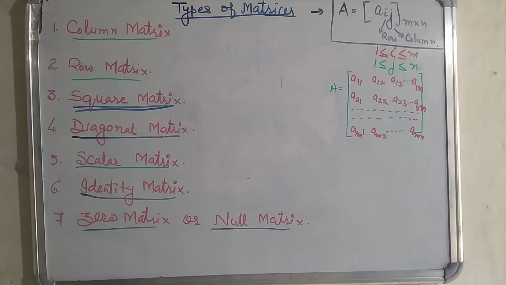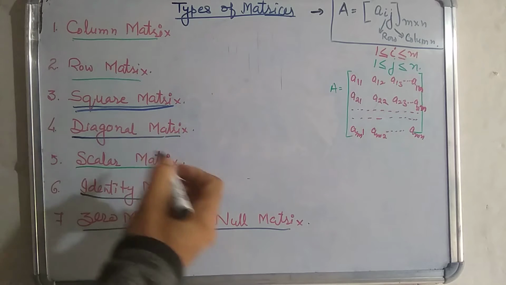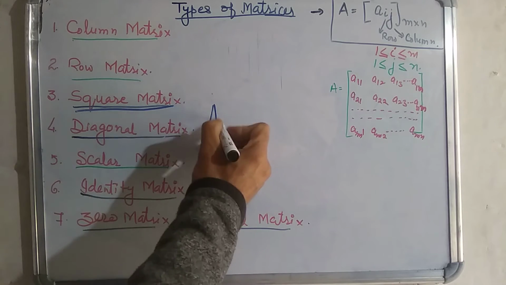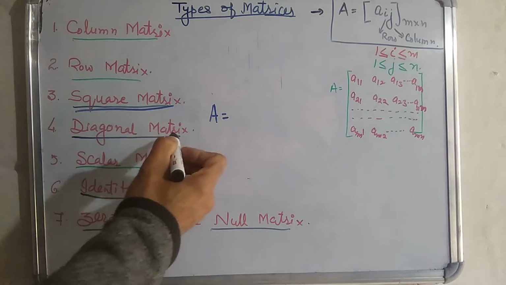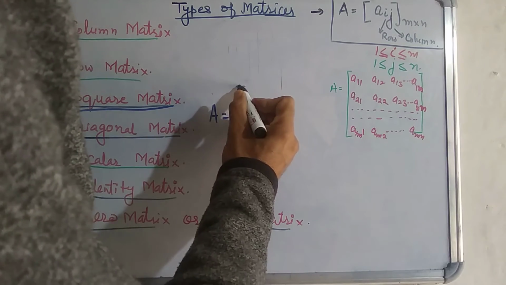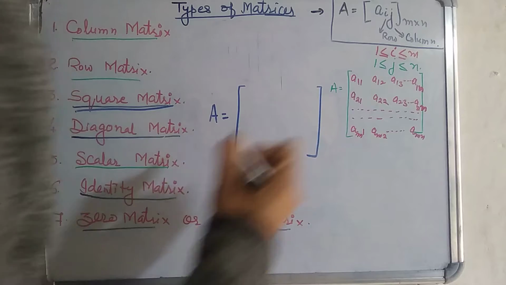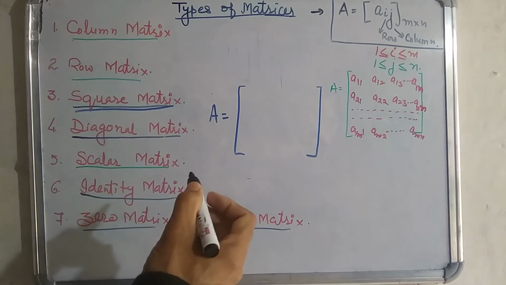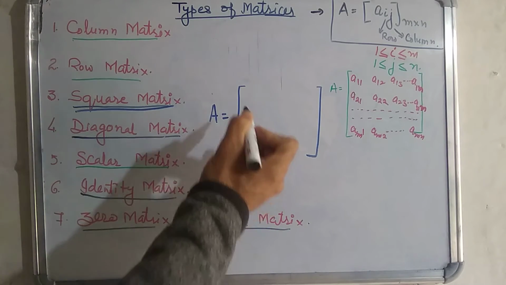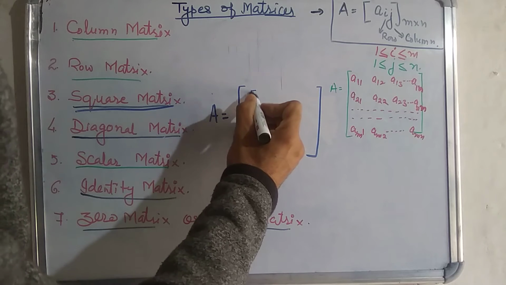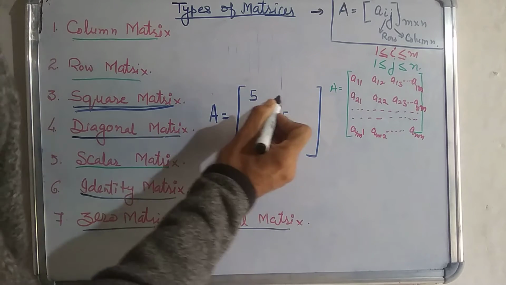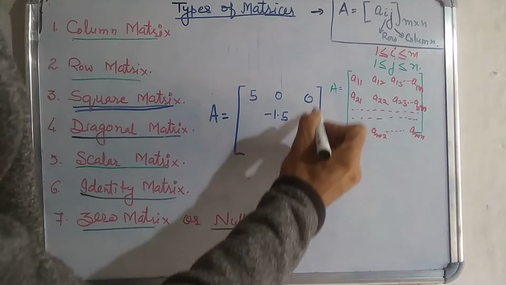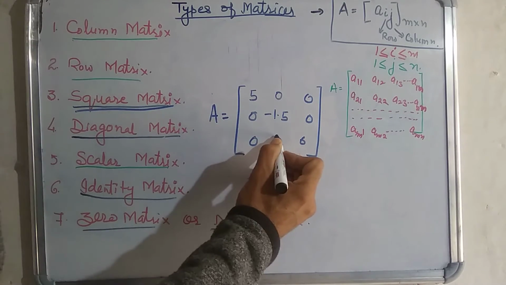Now the next is a diagonal matrix. A diagonal matrix is a square matrix in which all the diagonal elements are non-zero. See here, 5, minus 1.5 and 6. The non-diagonal elements are all zeros.